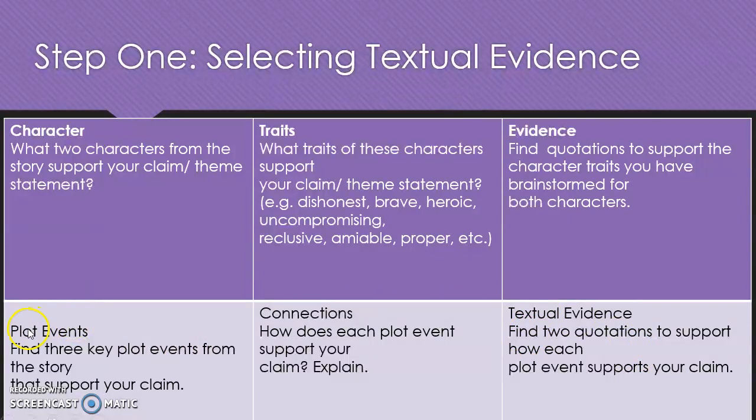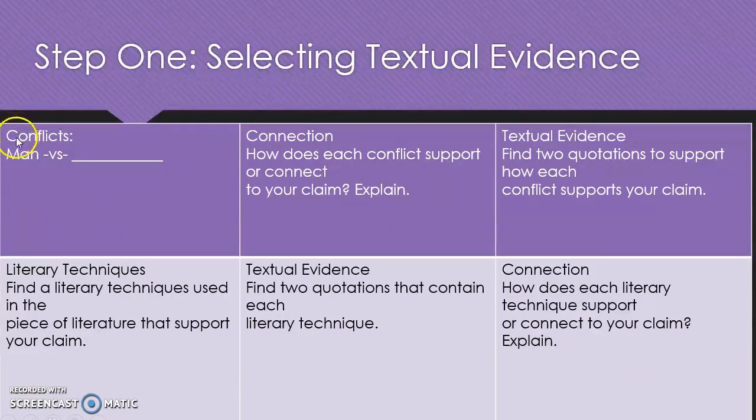So, again, plot events, things that are happening within the text. How does this event connect with your theme? And then you're going to look for evidence to support what you said. You're going to do the same thing right here when we're talking about conflicts, man versus man, or whatever. So man versus blank. You're going to look for the connections. How does this conflict support your thesis? And we need evidence. It's the same thing.